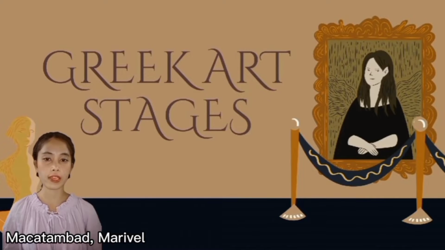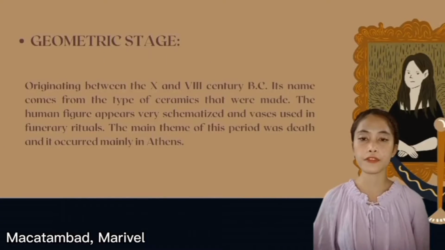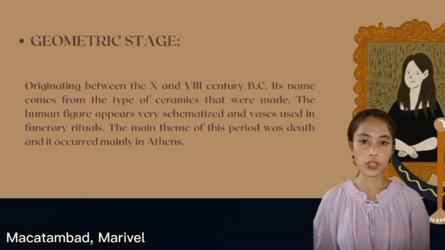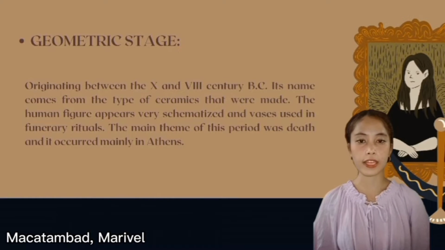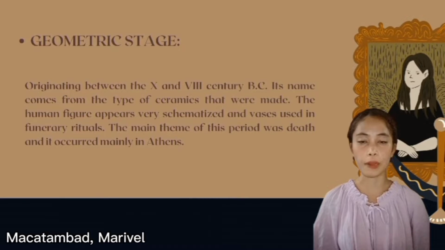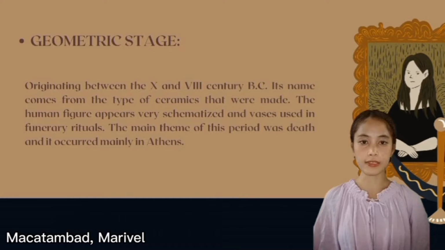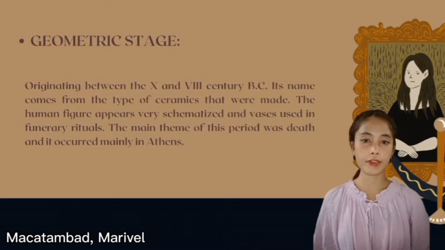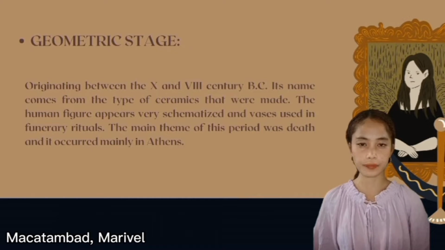So now, what are the Greek art stages? The first stage is the geometric stage, originating between the 10th and 8th century BC. Its name comes from the type of ceramics that were made. The human figure appears very schematized, and vases were used in funerary rituals. The main theme of this period was death, and it occurred mainly in Athens. During this period, pictures, triglyphs, and sculptures were created.